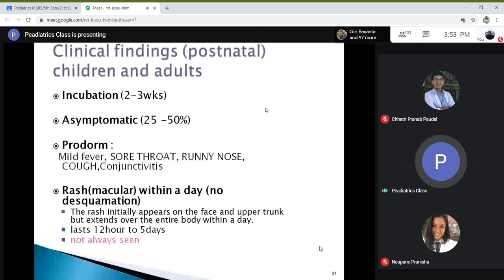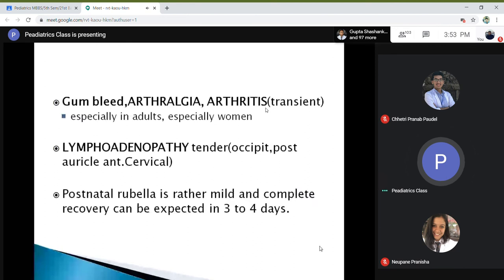Sometimes you have some arthralgia, okay, joint pain, arthritis. Those are the transient symptoms, especially in adults and women. Another thing you can look for is lymphadenopathy, which is quite tender, with the regions being occipital, posterior auricular, and anterior cervical. So you've got to palpate that part.